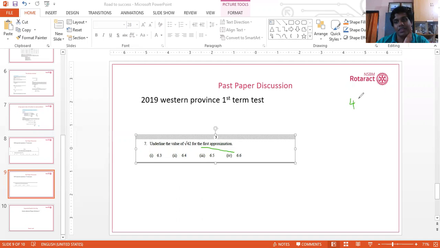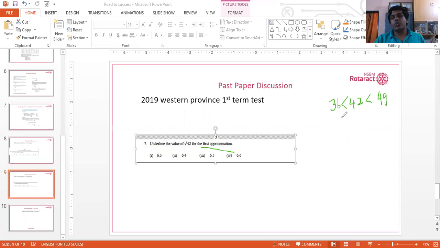So we are going to find the first approximation. Find the square root of 42. What is closer to 42? 6 into 6 is 36, 7 into 7 is 49. So 49 and 36 are your closest upper and lower values.